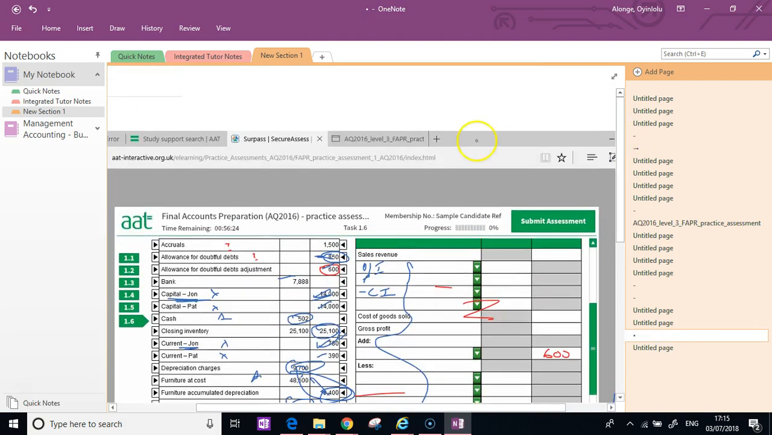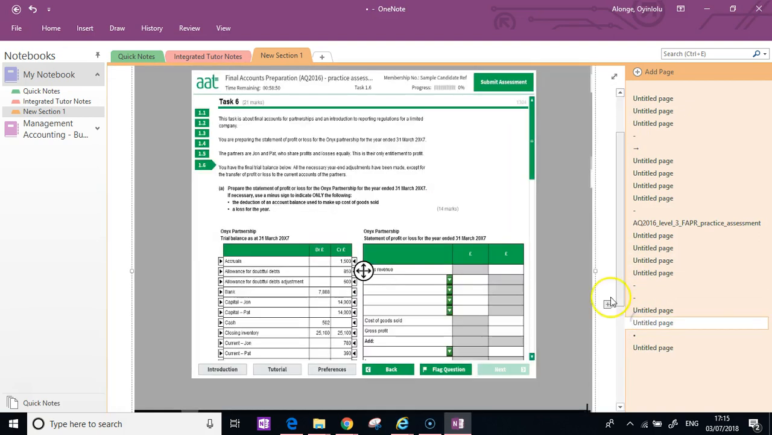They actually tell you here. It says the partners are these guys and they share profit equally. Right? So, like I said earlier on yesterday, when you get this kind of thing, they just want you to split the profits. They're not going to start asking you to do appropriation again.